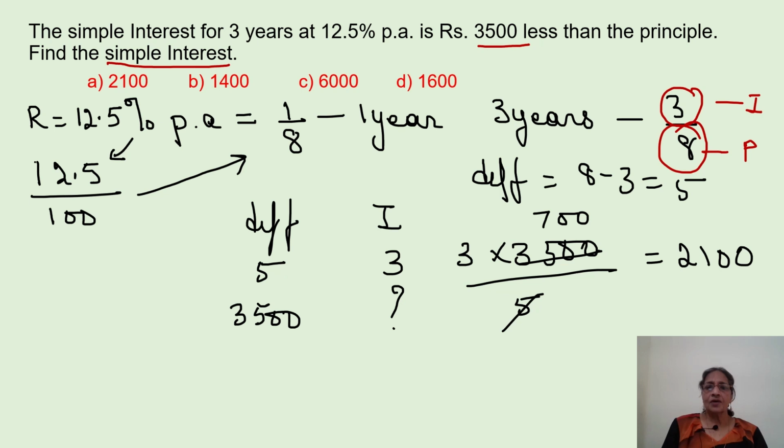Just have a look at what we have done here. What I have done here is this 12.5% I have converted into a ratio. So now you know how percentages and ratio are related. So from here, this is for 1 year. So for 3 years, I'll get it as 3 upon 8. Get the difference and then correlate and get your answer for the simple interest.